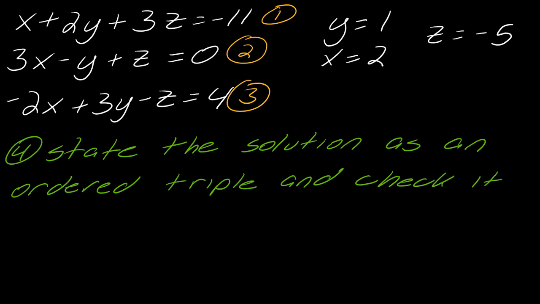So the final thing that you want to do is state your solution as an ordered triple and then check it. So in this case, the ordered triple is going to go x, y, z, so it goes in alphabetical order. So this is (2, 1, -5). And now I just want to take a moment to make sure that this works by plugging this into each equation. So let me clear some space.